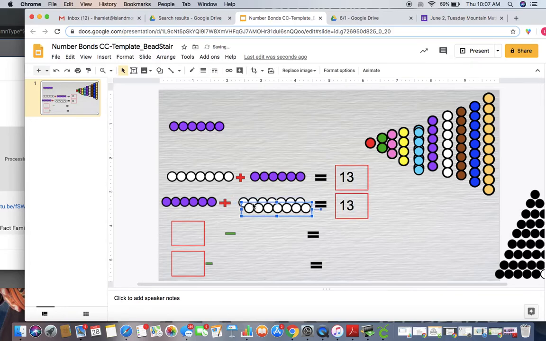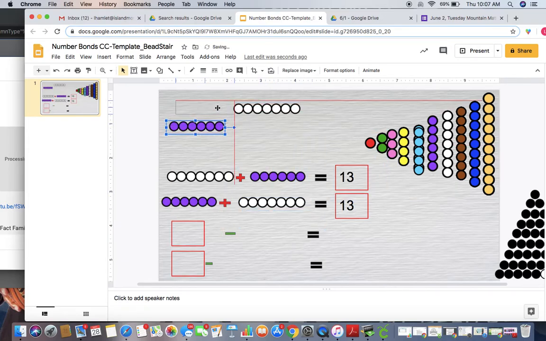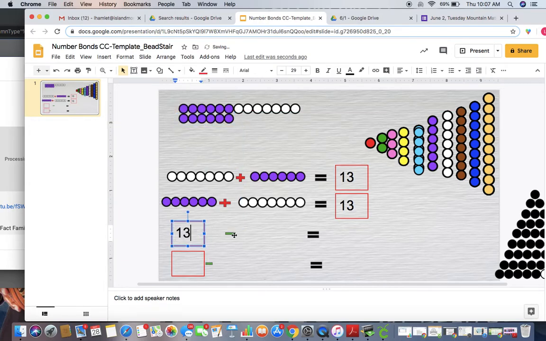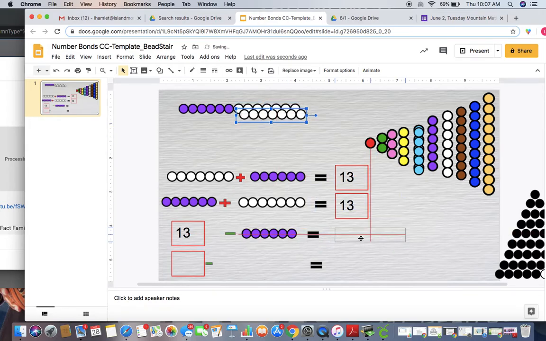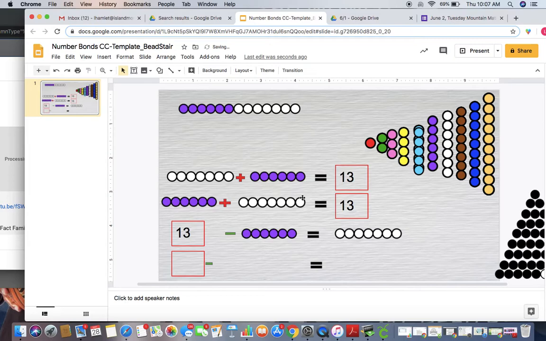So the next thing that we're going to do is take our total number of 13 here. I'm going to line them up again, and I'm going to start with our total. So if I have 13, and let's say I take away these 5, what is left over? Well, that 7 bead bar is left over. So now I can say that 13 minus 6 equals 7.